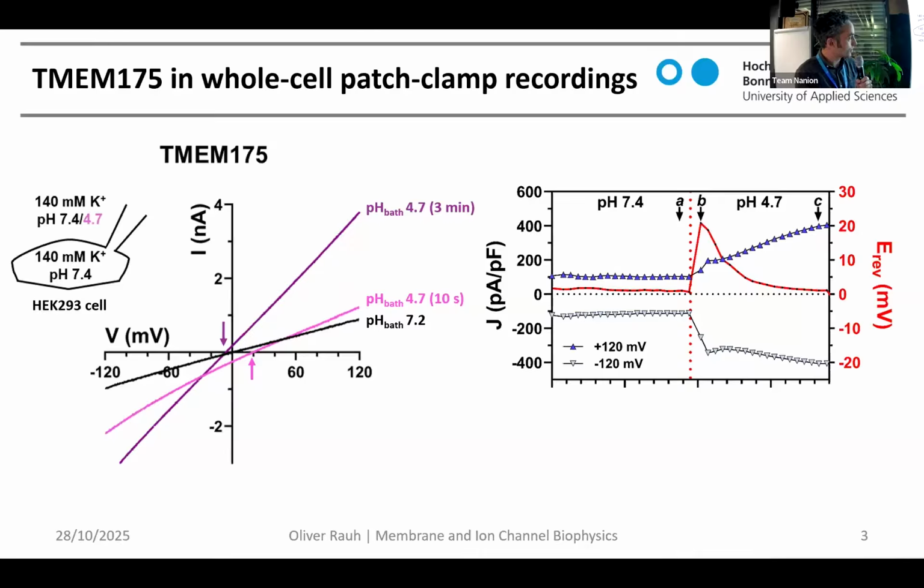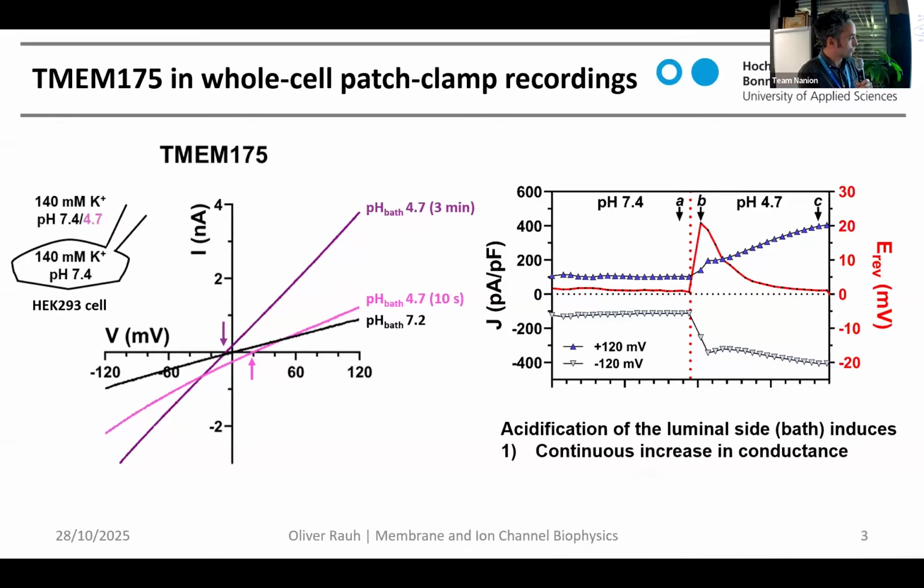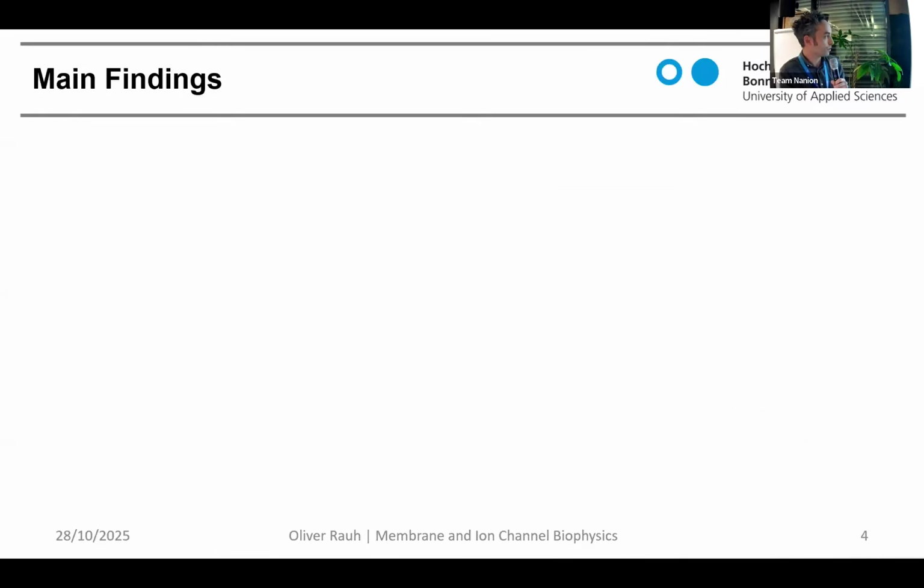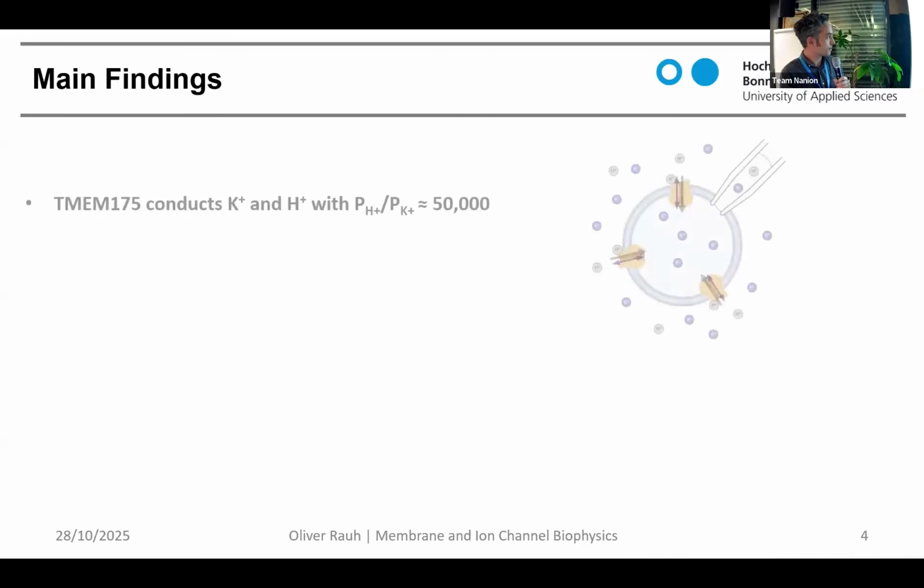You also see here the corresponding ramp currents. And what is happening is that you see this increase in the conductance, and in red, you see a transient shift of the reversal potential towards the proton Nernst potential. And this already shows, okay, protons are actually conducted, but why is the reversal potential actually shifting back? This is the question we wanted to answer, and I just want to provide you with the main findings, and then we can discuss, if you want, these findings and the experiments at my poster.